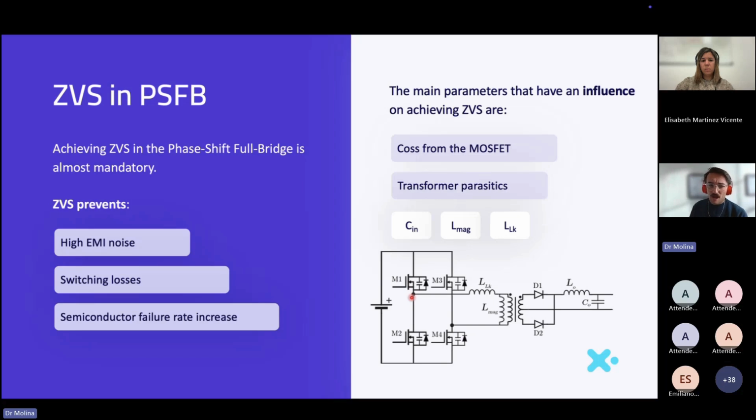So now we will go a little bit deeper about how these losses are happening. But in this slide, what I'm trying to explain is why it's very interesting to reduce the switching losses. The switching losses can be avoided if we achieve zero voltage switching. That will mean that we will be reducing the switching losses to almost 0. Then there would be less noise.